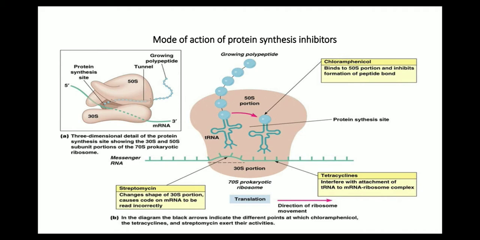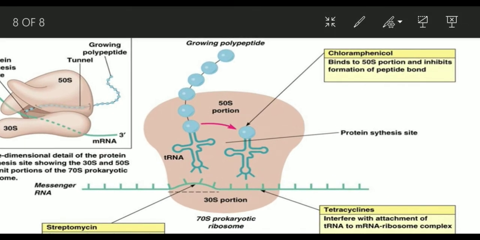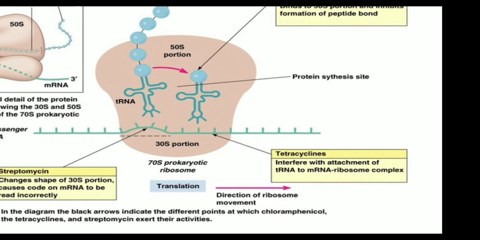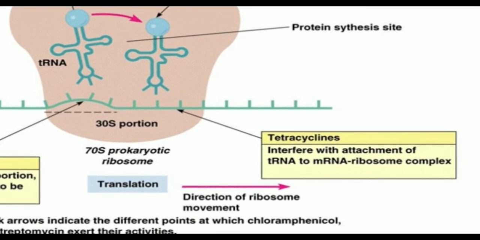There are many antimicrobial agents whose mode of action is protein synthesis inhibition. So let us look at some of these protein synthesis inhibitors. These protein synthesis inhibitors inhibit the process of protein synthesis or translation in bacteria. So let us first look at tetracycline.